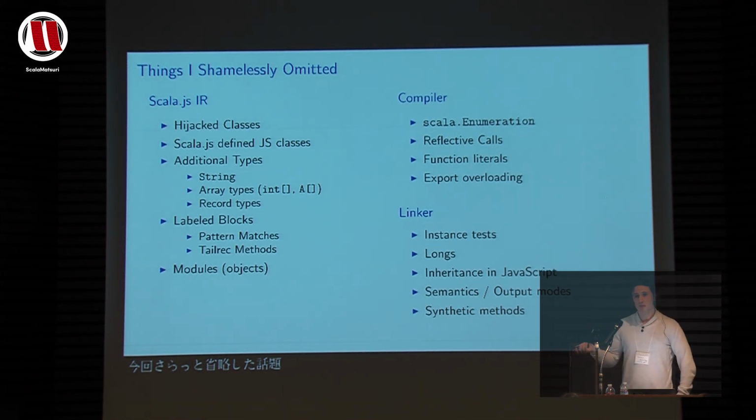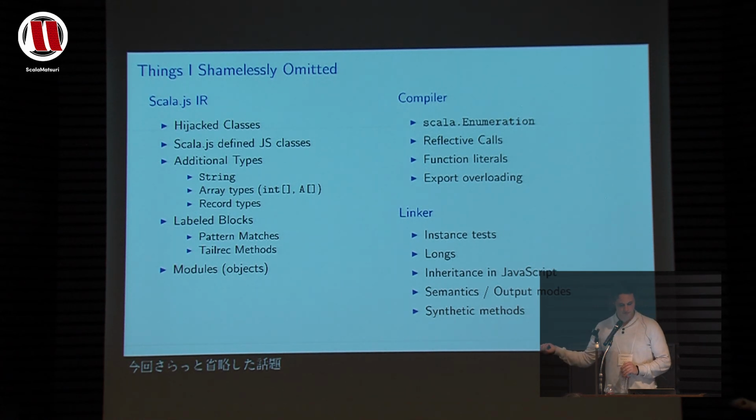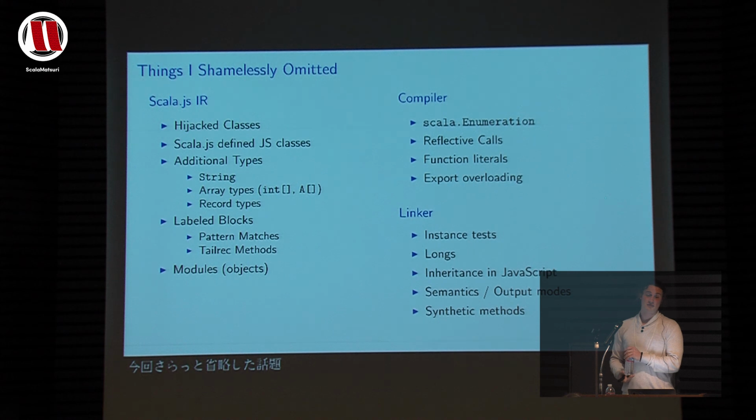In the compiler, a special case is enumeration, because enumeration relies heavily on reflection internally, but we don't have any reflection. So without special casing that, essentially all of the code would potentially break. So we have some magic in there. Reflective calls are difficult. I'm not going into detail. Function literals: there's some magic to translate function literals to generate JavaScript function literals.